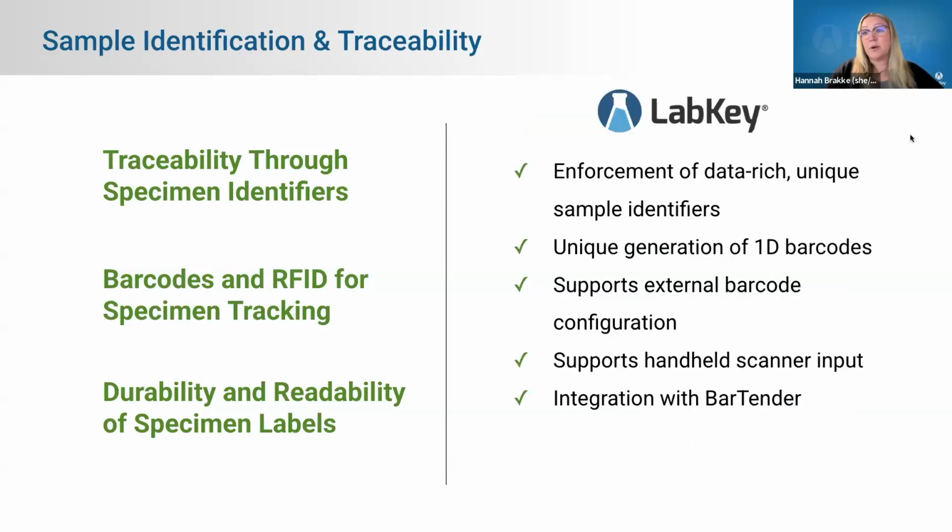And so LabKey software can help support these best practices. I've grouped them all together in this specimen identification and traceability section because each one of the features can support multiple of the best practices. So having this enforcement of data-rich and unique sample identifiers through what LabKey calls naming patterns effectively allows administrators to decide how they want their samples to be uniquely identified. So rather than having just a 9-digit number, you can actually create human readable, legible sample identifiers with our software.